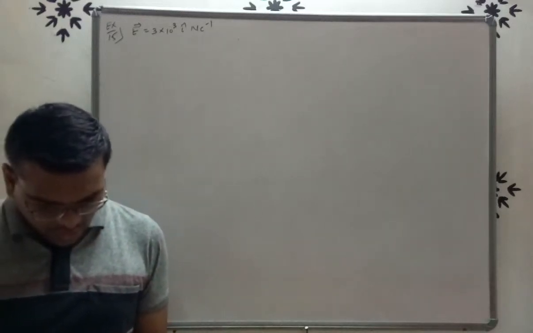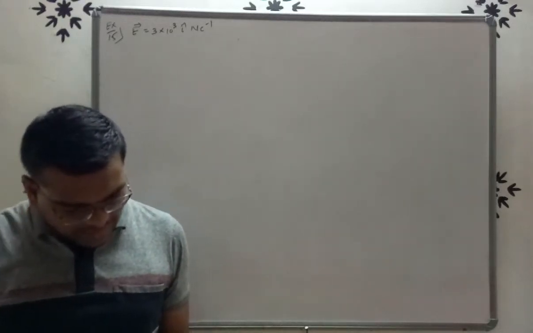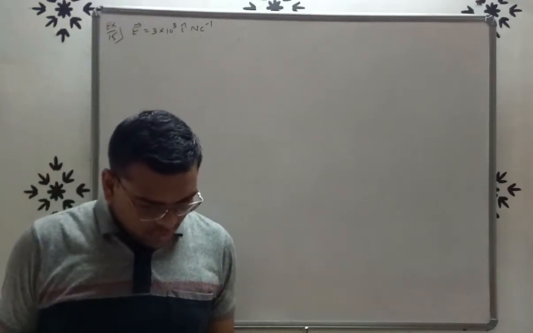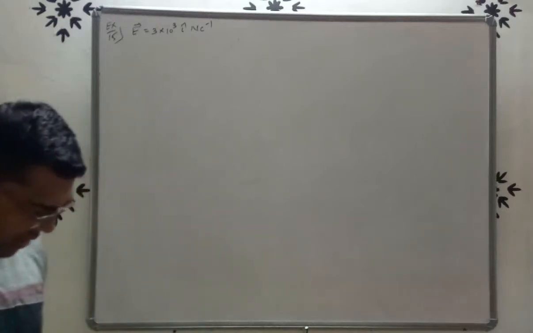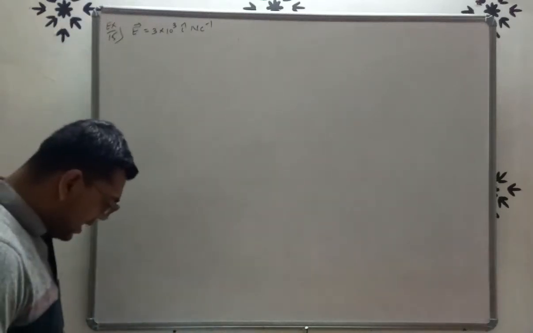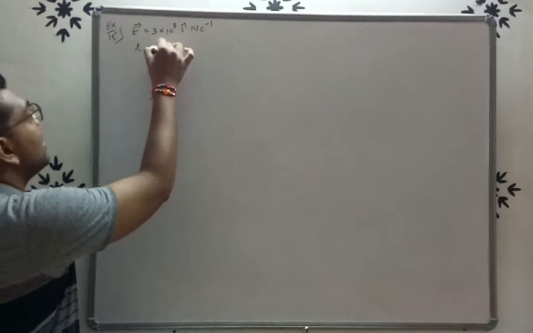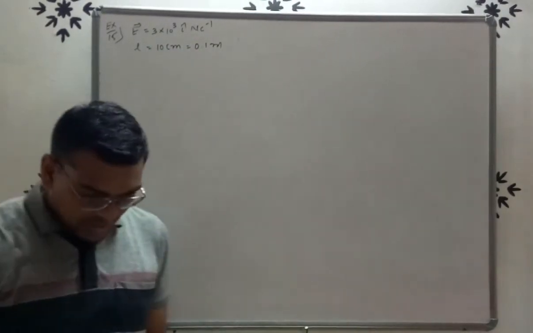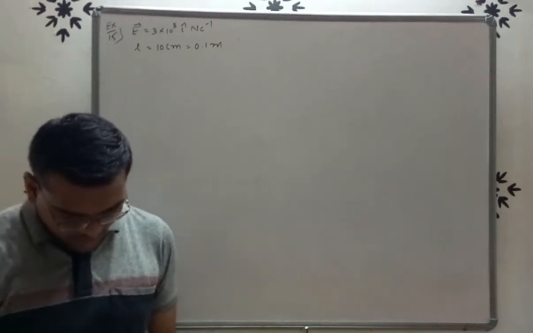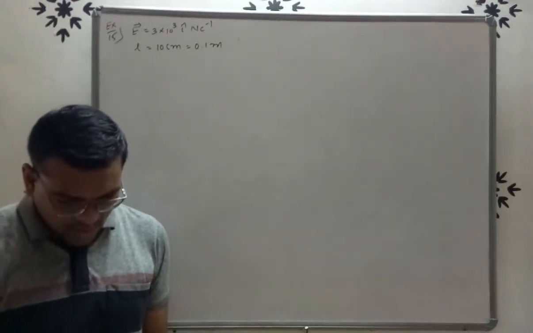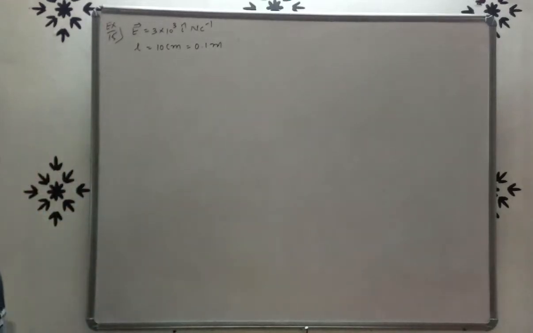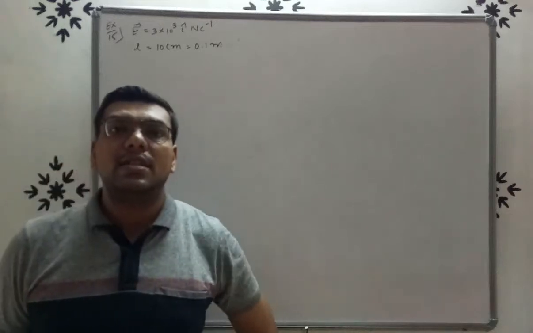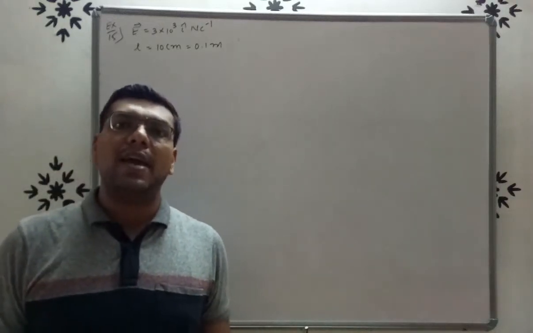What is the flux of this field through the square of 10 centimeter on a side whose plane is parallel to the YZ plane? So here the length is given, L equals 10 centimeter, or we can say 0.1 meter, right? We have to find out the flux, right? So here the YZ plane is given, right? So the area vector is in the direction of the x-axis.